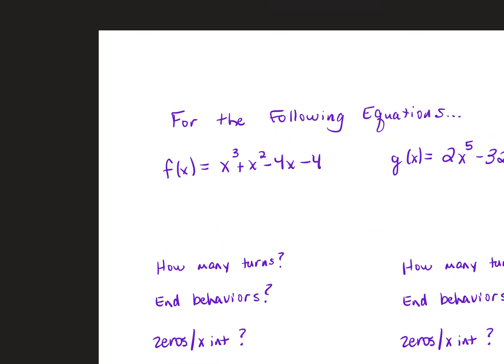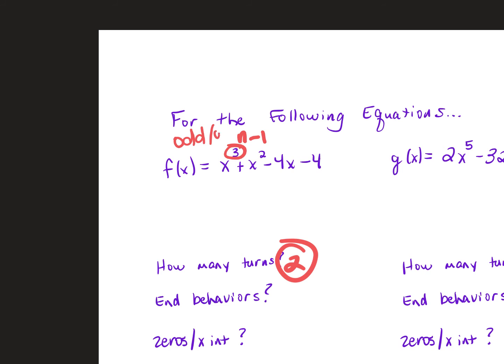So I look here, and the first thing I say is, how many turns does this thing have? 2. Where'd you get 2 from? N minus 1. So 3 minus 1, there's 2 turns, 2 bumps. Let's talk about the end behaviors. What kind of a number is 3? It's odd. So odd means opposite.